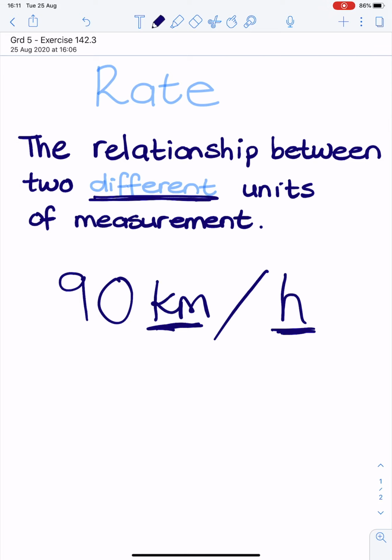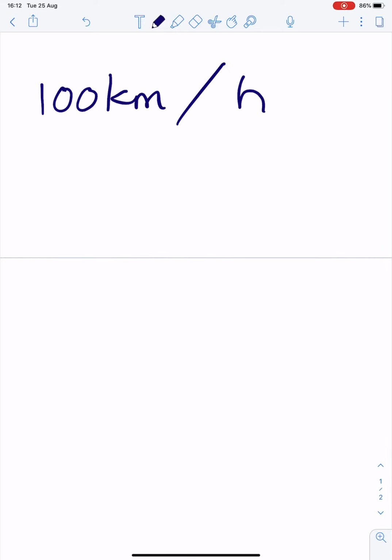So let's look at an example. If I travel at 100 kilometers per hour, that means it's going to take me 1 hour to drive 100 kilometers. I want to know how far I'm going to travel in 2 hours. So I'm going to, underneath, write the 2 hours. And I need to figure out how many kilometers I drive in those 2 hours. So let's look at how we do that.